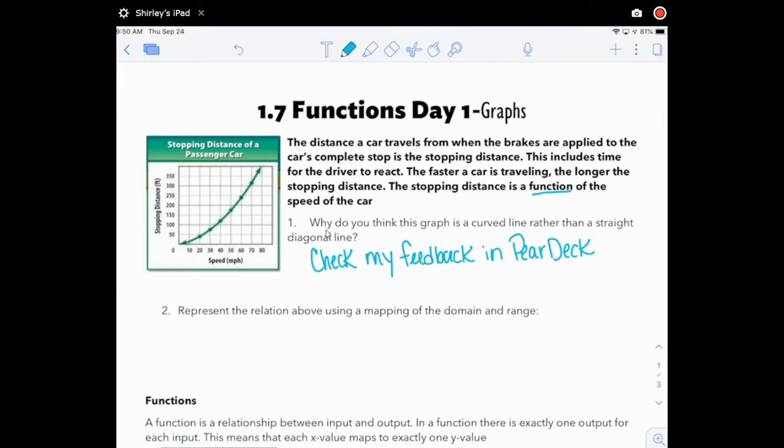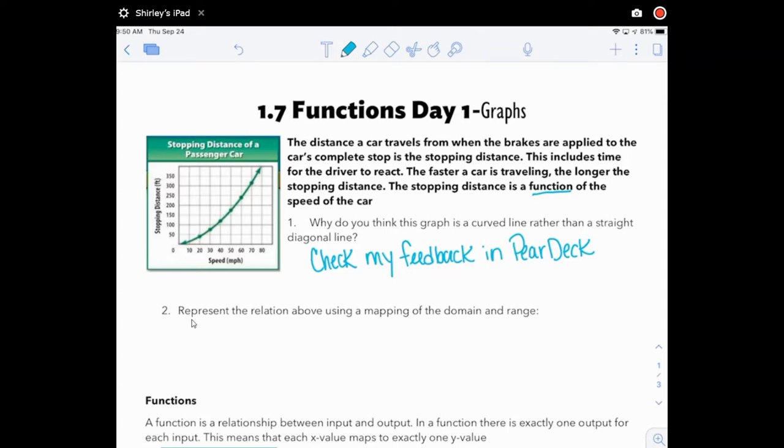So the first question that you saw asked, why do you think this graph is a curved line rather than a straight line? I'm really interested to see what you guys have to say there, so I'm not going to write my answer in here, but as you're working in Pear Deck, make sure that you're paying attention for my comments that are coming through to you individually. What do you think is going on here? Why is this a curved line comparing speed to stopping distance rather than a straight through diagonal?